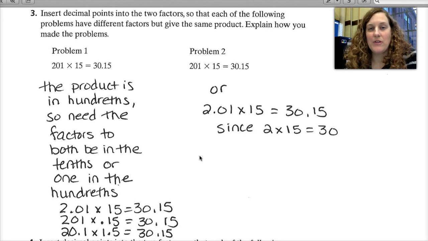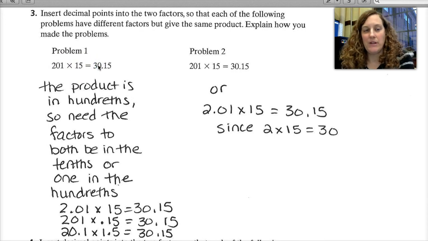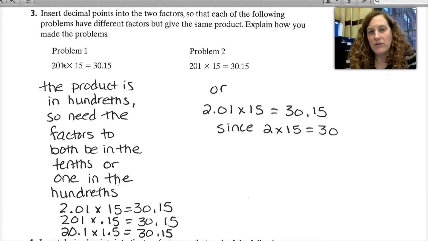All right, what we're looking for in this problem is to make sure that you really understand the place value with decimal multiplication. So they're telling you that you have 201 times 15 equals 30 and 1500ths. Well, that can't happen because we don't have any decimals. So they're asking you to put the decimals into the problem. And you can put them in any way as long as it works out right.